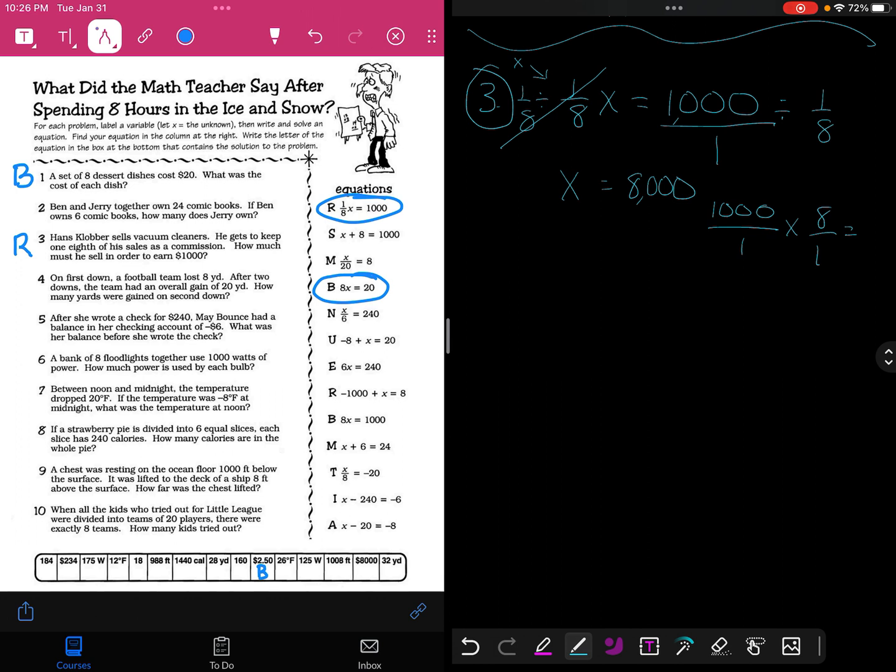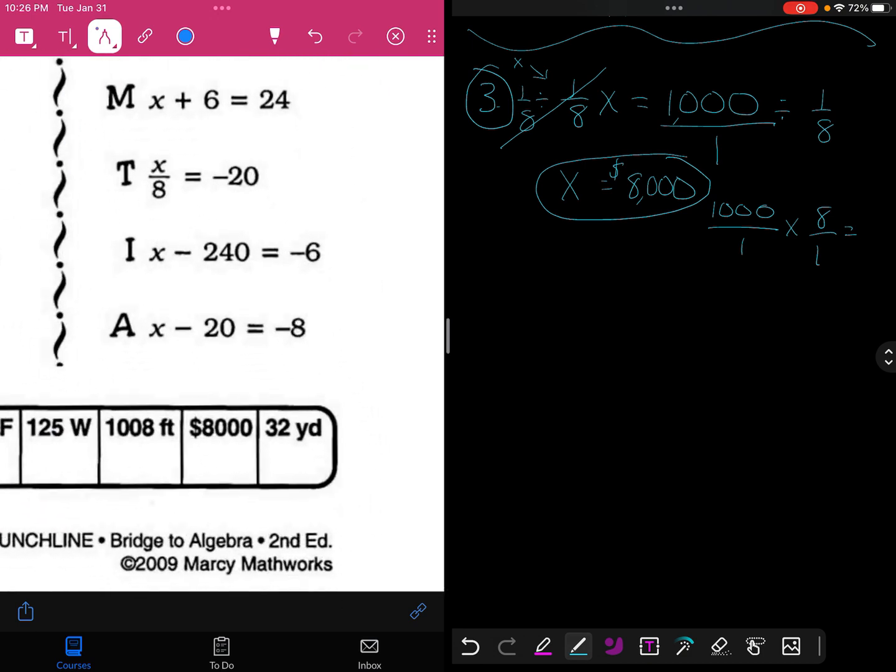So we are looking at him making $8,000. So looking at the bottom, that is going to be all the way at the end. So we're going to put an R.